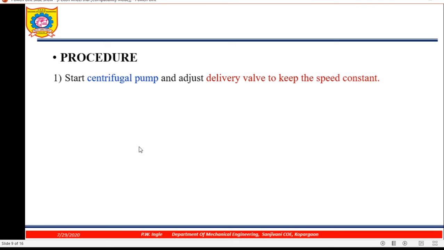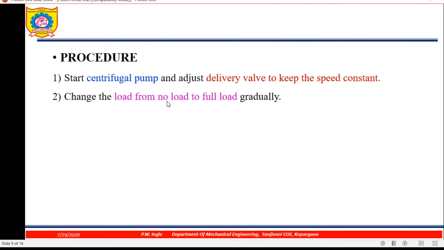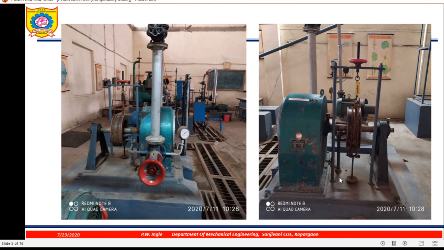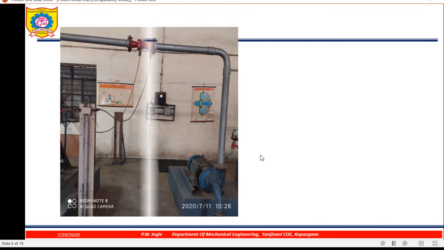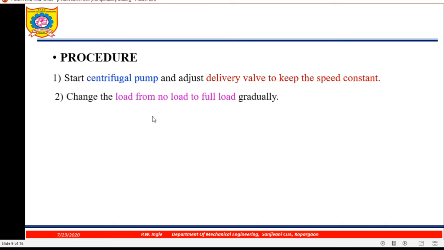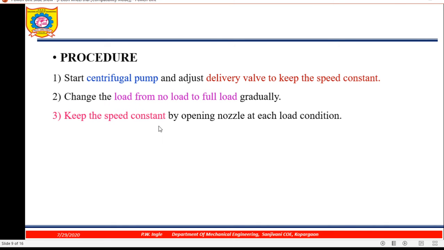Now next procedure. Start the centrifugal pump and adjust the delivery valve to keep the speed constant. Change the load from no load to full load gradually. So here, you are going to apply load from 0 kg to, suppose, 10, 12 or 14 kg, whatever may be the maximum limit. Then next, keep the speed constant by opening the nozzle at each load condition.